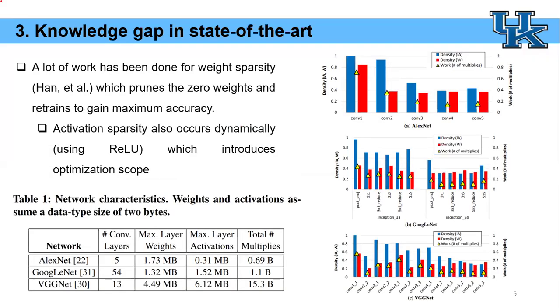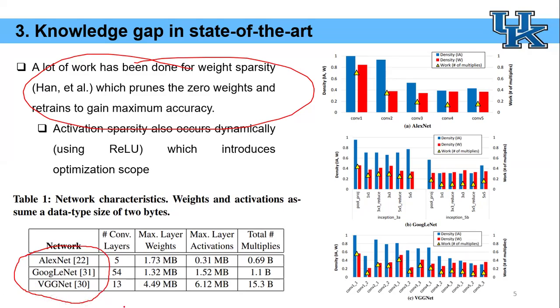So basically, a lot of papers have been done on weight sparsity, pruning the weights, and then retraining that. The case of activation sparsity is quite different, because it depends on the dynamic state during runtime. It depends on the inputs and stuff like that. So one of the examples is the ReLU activation, which I have mentioned before. So for the paper, it uses three models, or three CNN architectures: AlexNet, GoogleNet, and VGGNet.